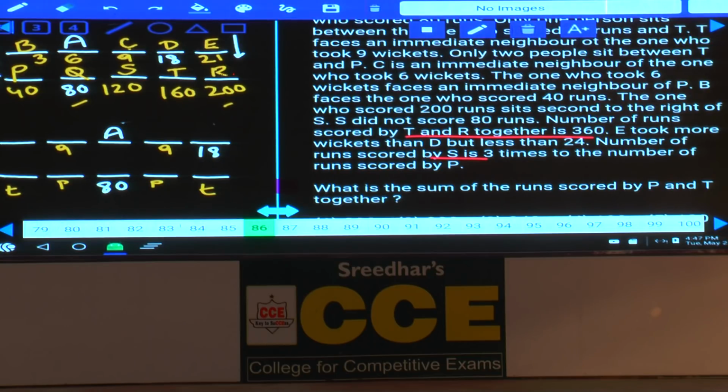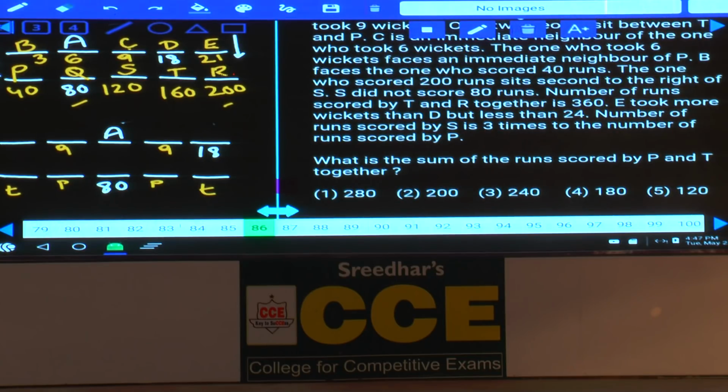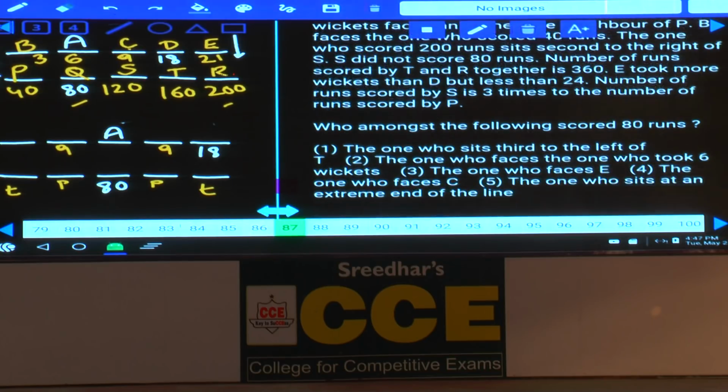Then question number 86. What is the sum of the runs scored by P and T together? P is 40, T is 160, and the sum of these two is 200, that is choice 2.